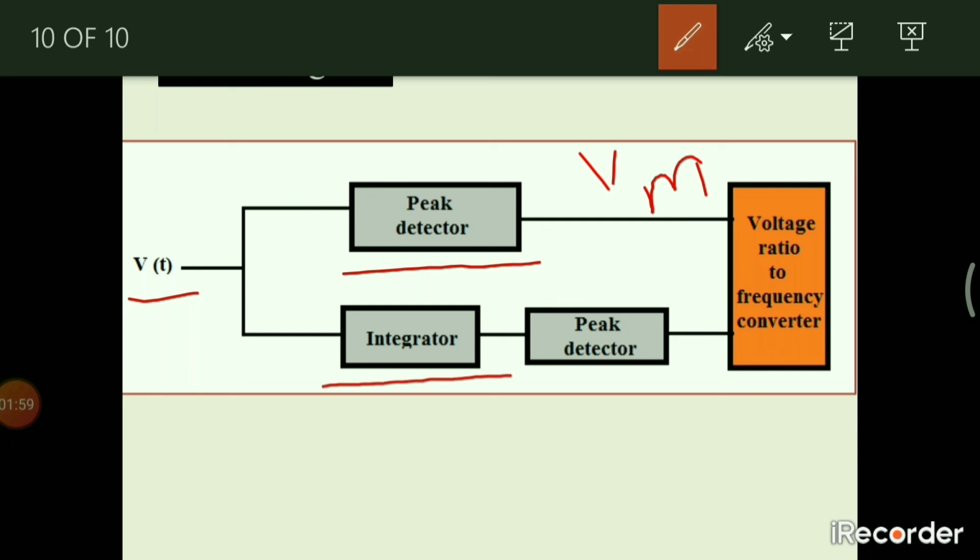Secondly, the second signal is integrated v of t. So the integrated v of t is nothing but Vm cos of 2 pi ft divided by 2 pi f. A peak detector is also used to find out the value. So the peak detector gives the value of integrated v of t, that is Vm divided by 2 pi f. So if you take the ratio in the voltage ratio to frequency converter, Vm divided by Vm over 2 pi f, Vm will get cancelled and we'll get 2 pi f, and f is the unknown frequency, that is our interest to find out.